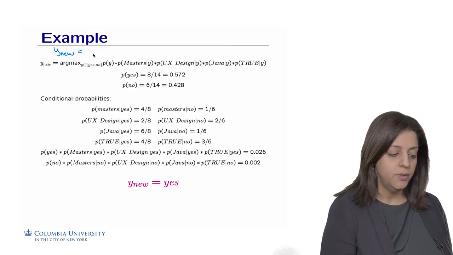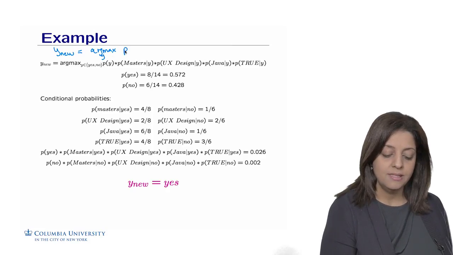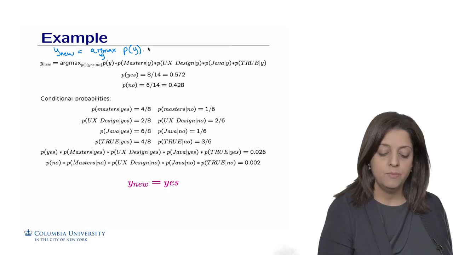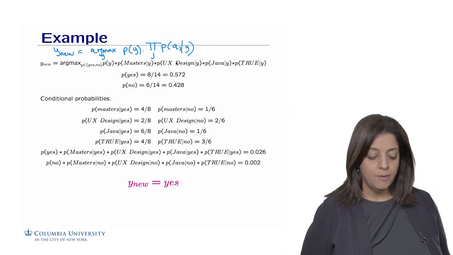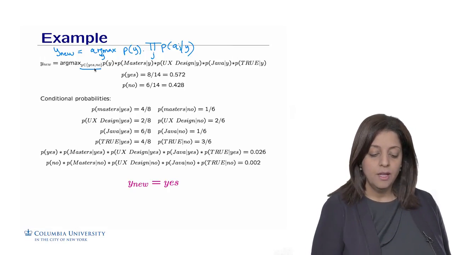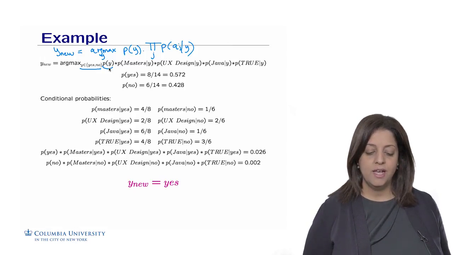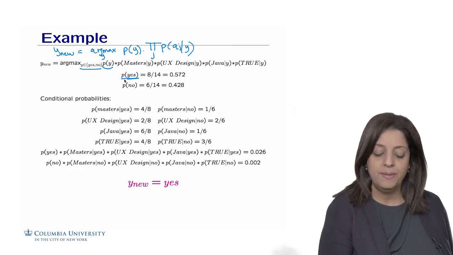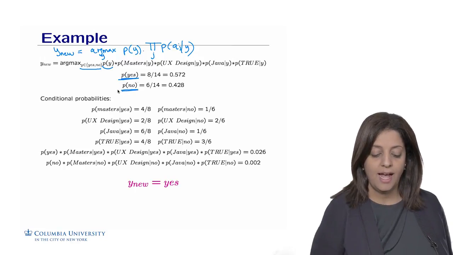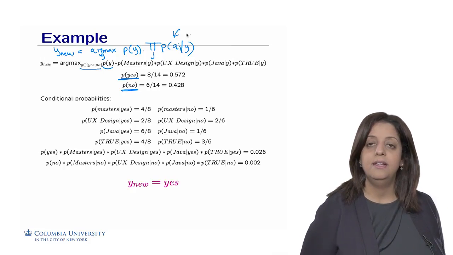Recall the general formula: y new is equal to argmax of the values of y that maximize the estimated probability of y times the product over all the features of the probability of the value aj given y. In our case, y belongs to either yes or no, the applicant is hired or not. P of y would be the probability of yes, which we count as the frequency of applicants that were hired versus those that were not hired, times the probability of the different values given the label y.